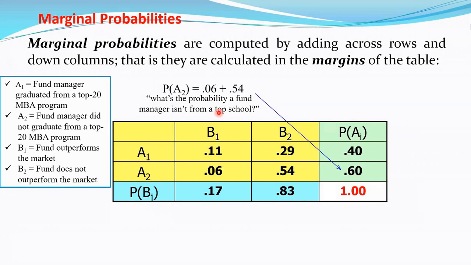Similarly, what is the probability a fund outperforms the market? Outperforming the market is denoted by this one. There are two possibilities: when the manager did not graduate from the top 20 and when the manager graduated from the top 20 school, that is 0.17. So there is a 17% chance that a fund outperforms the market.